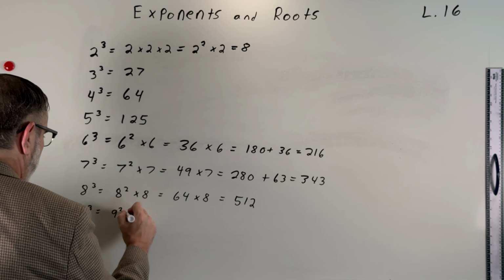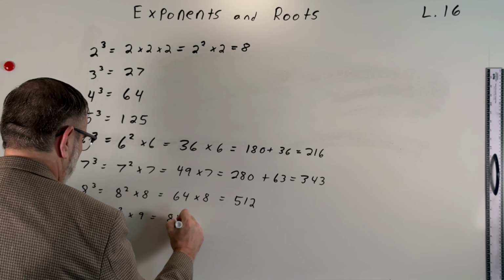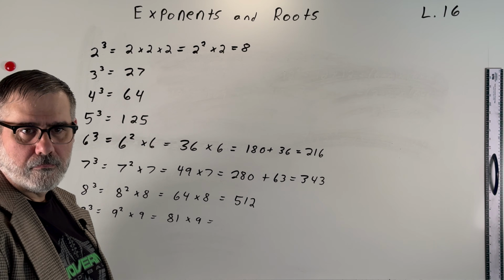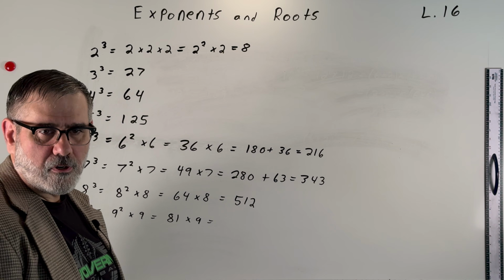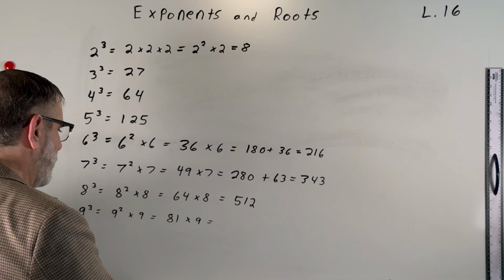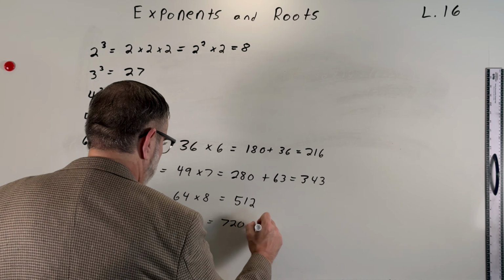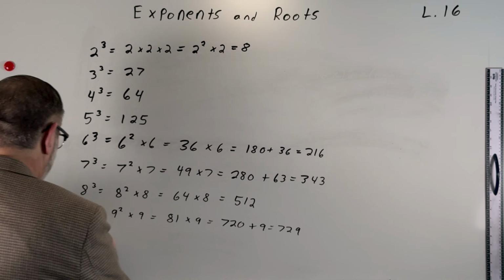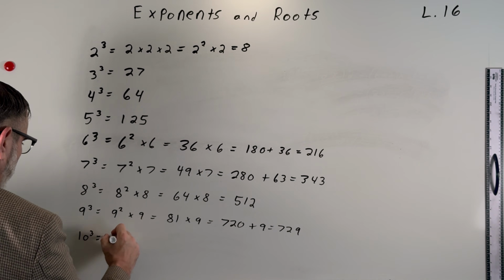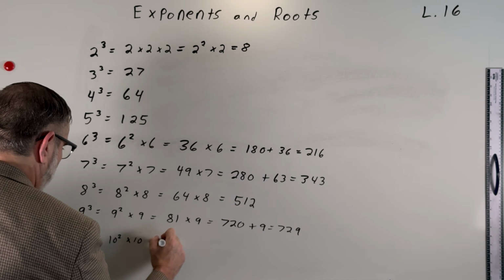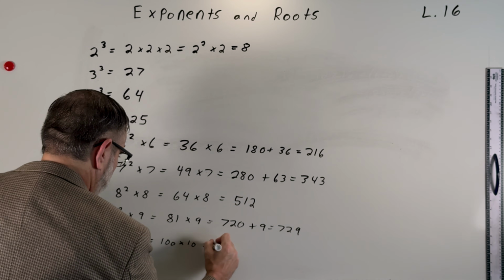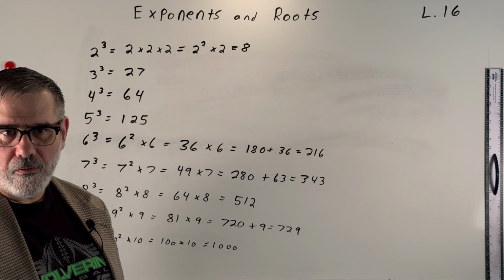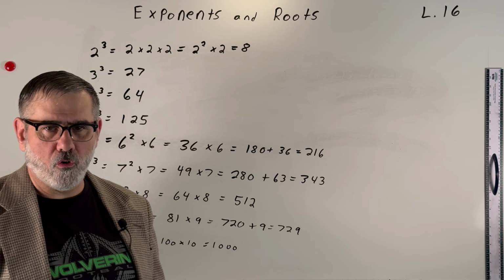That's going to be 9 squared times 9, which is 81 times 9. And what is 80 times 9? What is 9 times 8? 72. So 720 plus 9 times 1 is 9. So we get 729. And then finally, 10 cubed, which is 10 squared times 10, which is 100 times 10, which is just 1,000. So if you remember cubes up to 10 cubed, that gets you a pretty wide range of cubes to draw on.